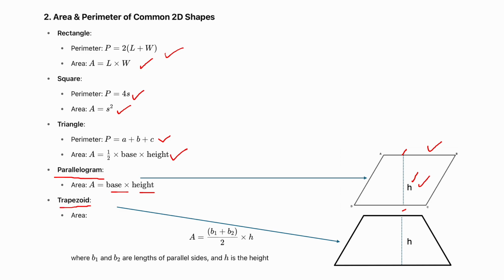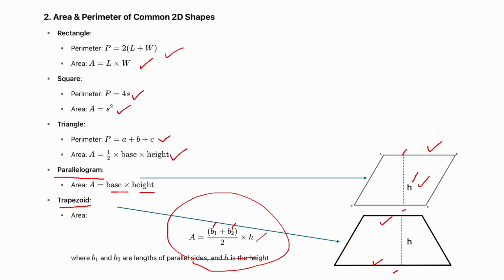Now finally coming to the trapezoid. This one is slightly trickier because it uses both parallel sides, which are often called bases, and the height. So here you are seeing this side and this side, they are not equal although they are parallel. Let us say this is b1 and this one is b2, and the perpendicular height is h. Then the area will be given by this formula: (b1 plus b2) divided by 2 multiplied by h.